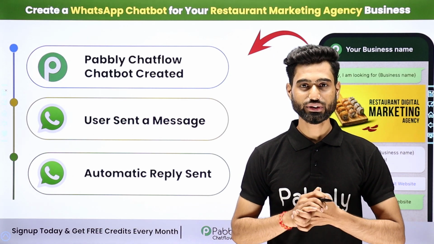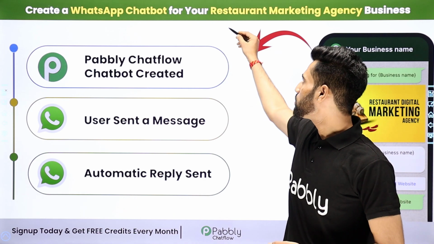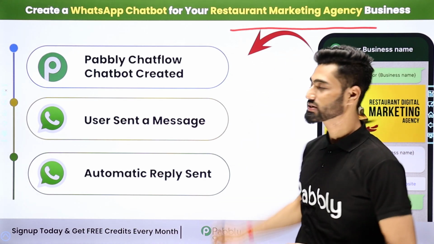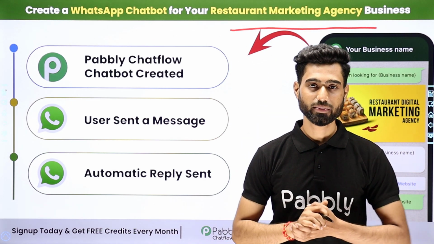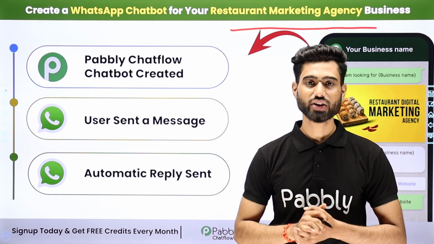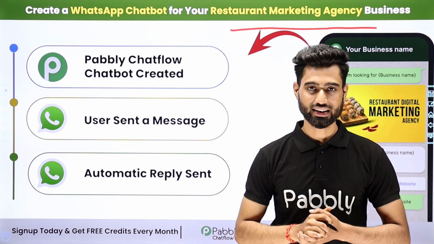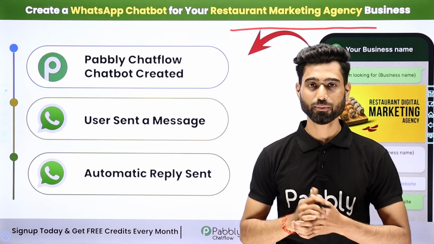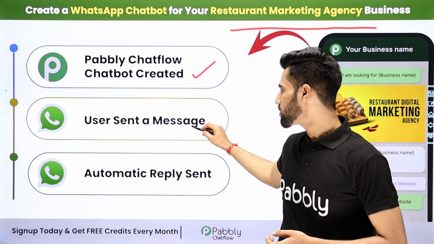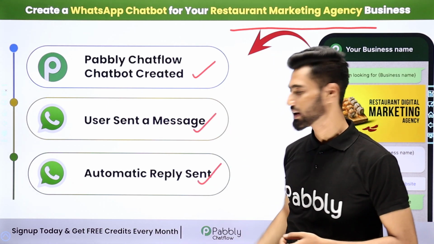In this video, we are going to learn how to create a WhatsApp chatbot for your restaurant marketing agency business. Suppose as the owner of a restaurant marketing agency business, I use a WhatsApp chatbot to showcase our services, book calls and connect restaurant owners with the consultant. We can automate this process with the help of Pabbly Chatflow WhatsApp chatbot. When a user sends a message, the chatbot automatically replies.